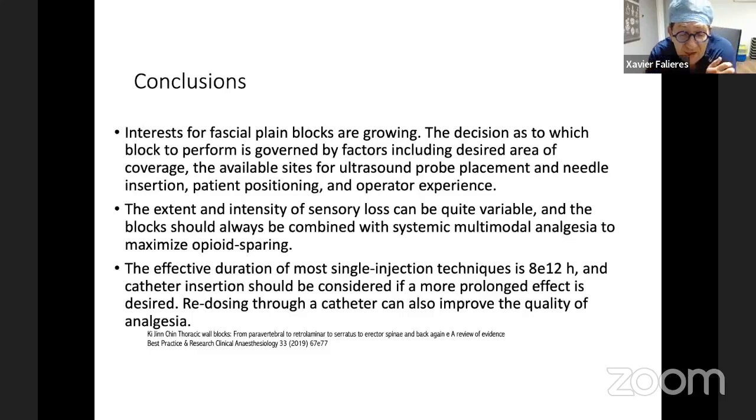So the interest in the fascial plane blocks is definitely growing. We give more and more. It's a question of decision, which block to perform. You have to choose with different factors: the desired area of coverage, the available sites of ultrasound probe placement, whether it's possible to give these blocks with only the landmarks, and what would be the extent and the intensity of the sensory loss. It depends on a lot of factors when you want to give those blocks.